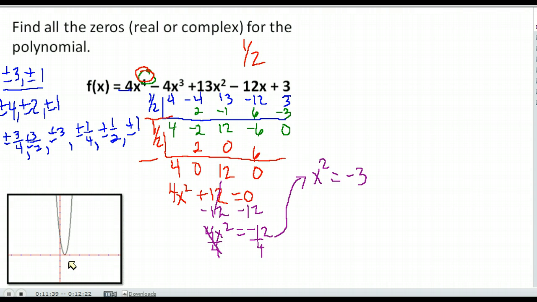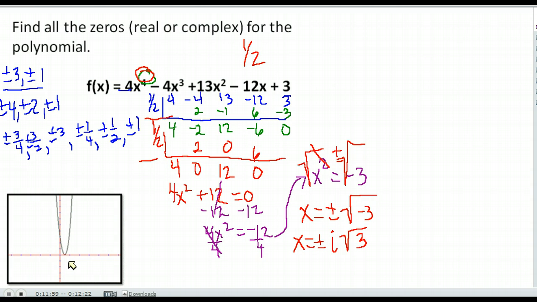And then I would take the square root of both sides. Anytime you take the square root to solve, you have to put plus or minus in front. Okay. And last thing to do to simplify this, I can't have a negative root. That's not simplified. So we write it as i root 3.